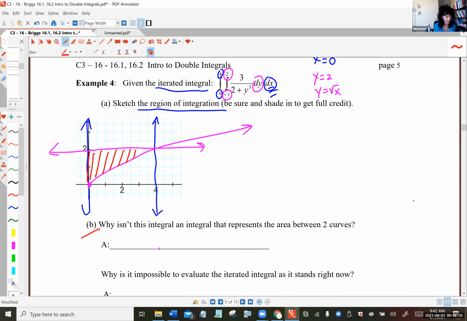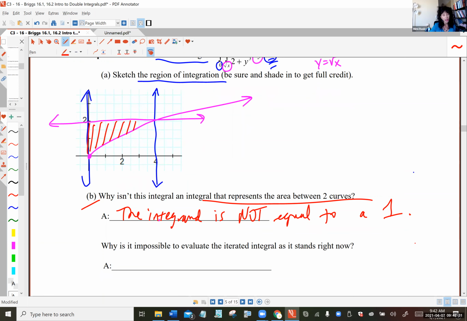Let's answer letter B. Why isn't this an integral that represents the area between curves? Because the integrand is not equal to a 1. And that's the only way it'll be representing the area between two curves. So that's how you know that. Now, question number 2, is this even true? It says, why is it impossible to evaluate the iterated integral as it stands right now?